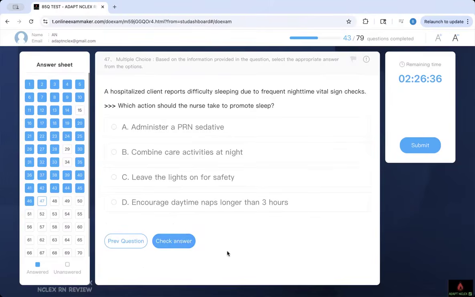A hospital client reports difficulty sleeping. Buzzword, right? Due to frequent nighttime vital checks. Which action should the nurse take to promote sleep? Administer a PRN sedative, combine care activities at night, leave the light on for safety, or encourage a daytime nap longer than 3 hours. Let's break it down, guys.